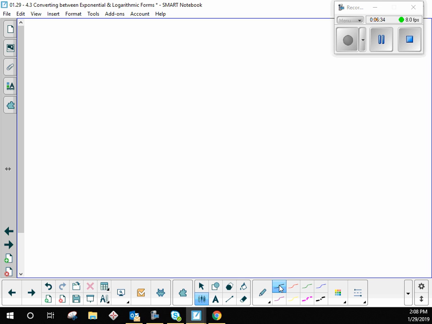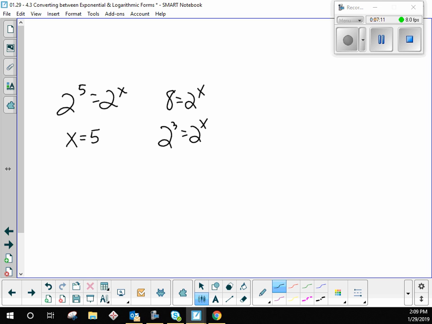Friday's lesson was on solving exponential equations when they had the same bases everywhere. So in its simplest form, if we had something like this, how would you solve? What would you say? X equals 5, right? That's the simplest form. And then we moved on to, what if it didn't already have a base of 2? What if it looked something like this instead? We're like, oh, we got that. We'll just rewrite 8 with a base of 2, like this. And now we know that x equals 3.